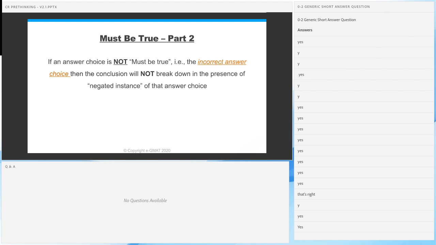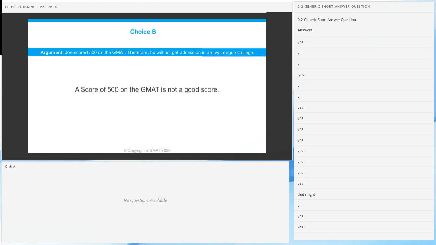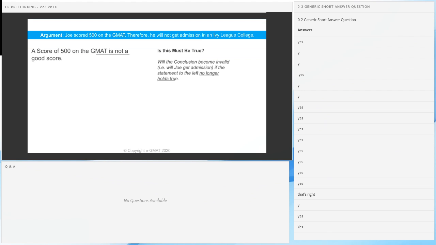Okay. What about not must be true? So we are looking at the incorrect answer choice. Okay, if an answer choice is not must be true, then the conclusion will not break down in the presence of its negated instance. Okay, we're going to take two examples here. We're going to take a simple example, an easy to reject answer choice. A score of 500 on the GMAT is not a good score, and we have to really say, hey, is this a must be true answer choice? Is this something that is required? So let's look at this and ask ourselves, is this must be true? Okay, will the conclusion break down if this statement over here is no longer true?